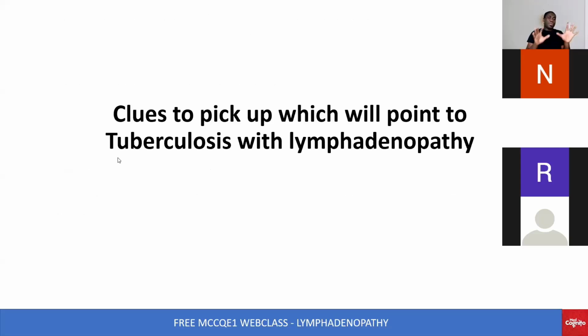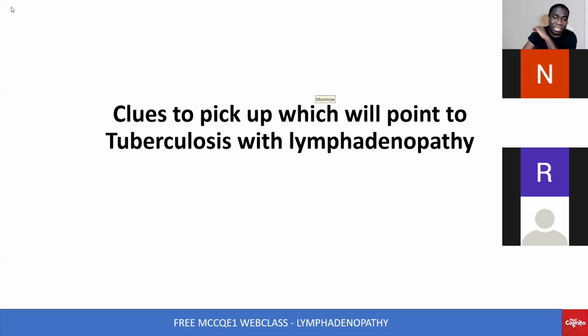Okay, now with the same lymphadenopathy, let's look at clues to pick up which will point to tuberculosis with lymphadenopathy. Because most of the time, many of us know things about tuberculosis: maybe the person has come in contact with somebody with chronic cough, maybe the person has been incarcerated or been in prison before. But what are other things I should look out for?